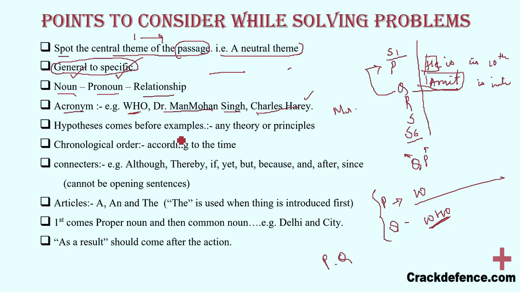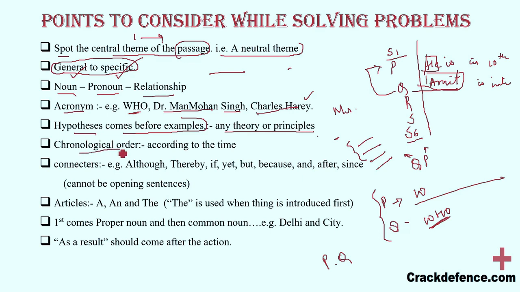Now, hypothesis comes before example. Hypothesis comes before examples means there is any theory or principle. For example, one of the hypotheses or theories is that Alzheimer's disease is treated using drugs. This statement will come first, and then the examples or related information will come later. Later in the sentences, they will give us the names of those drugs, how it is treated, the advantages and disadvantages, or they may describe the disease Alzheimer's. This is how you have to deal with hypothesis.